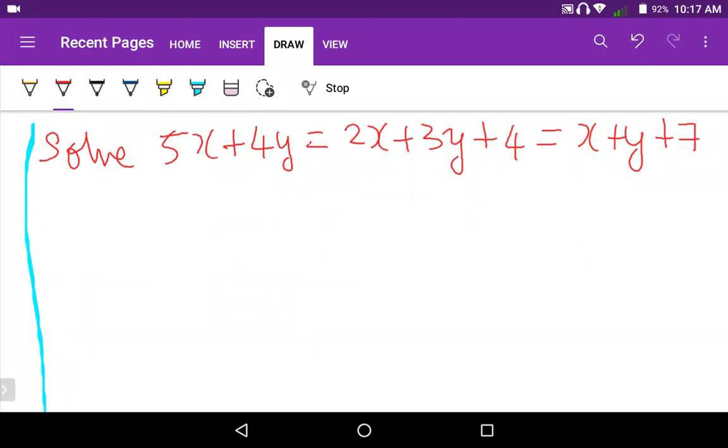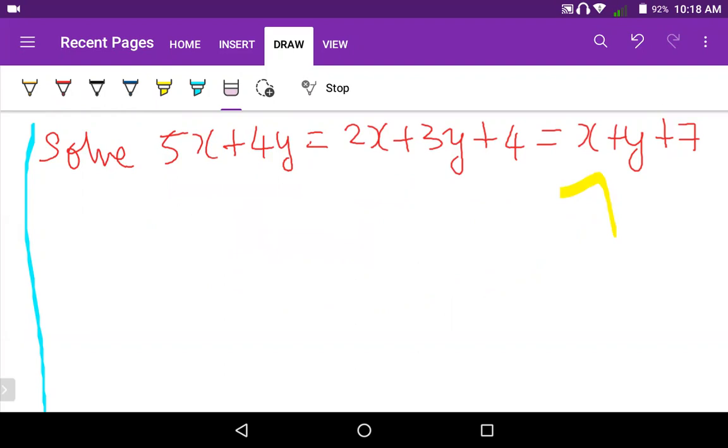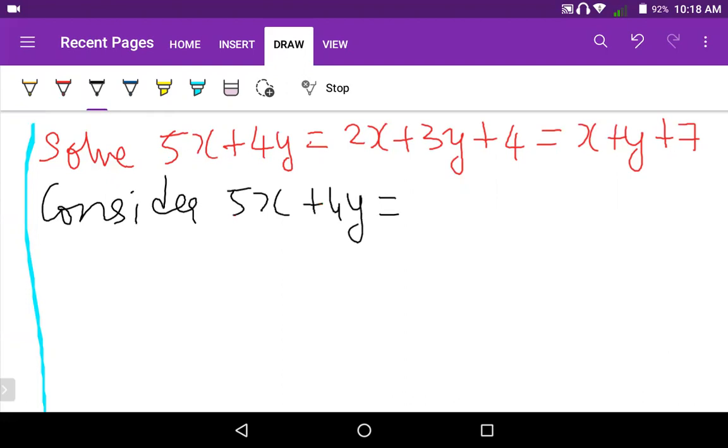we are going to consider the first expression and the second expression, and we will solve it. Okay, and then again we'll consider first expression and third expression, and we will solve that. Okay, so first we will consider expression 1 and expression 2. So consider 5x plus 4y is equal to 2x plus 3y plus 4.